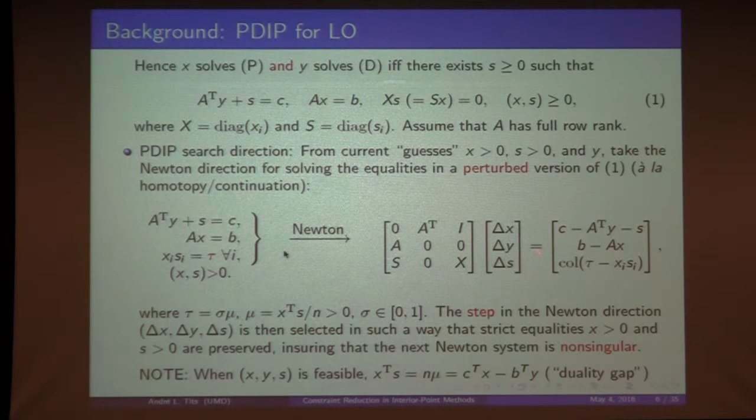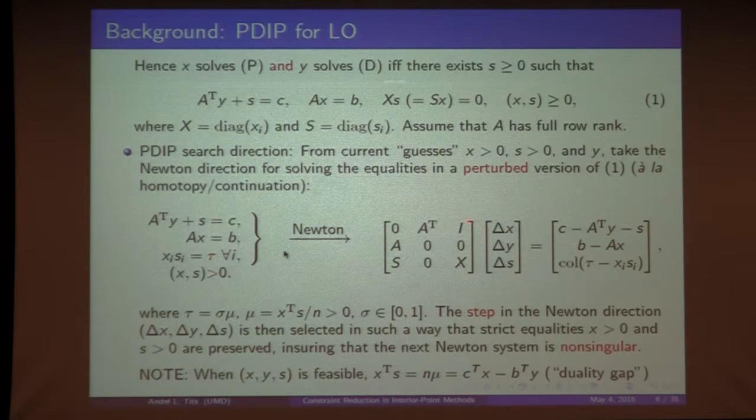And so you are going to solve for delta x, delta y, delta s, and this is going to be the Newton direction. The step to be taken in the Newton direction is then selected in such a way that strict inequalities are preserved. And why do we want strict inequalities?